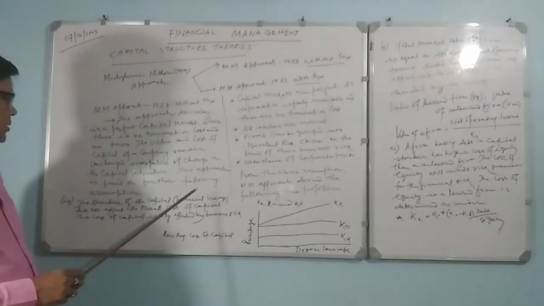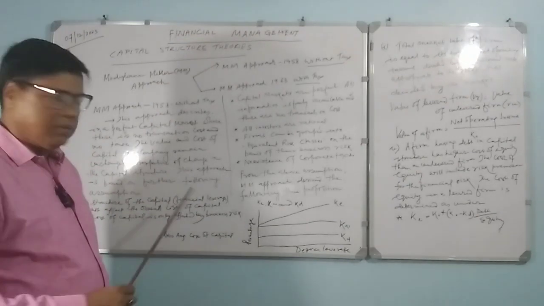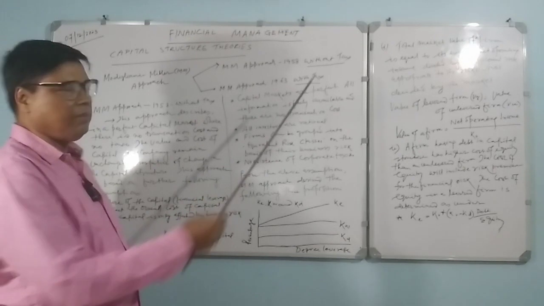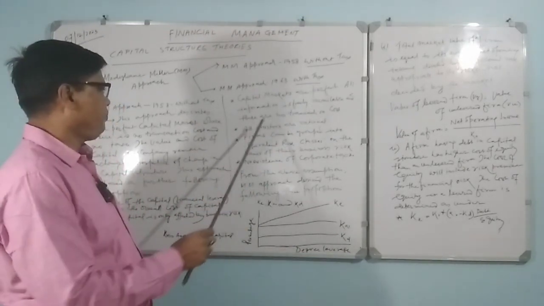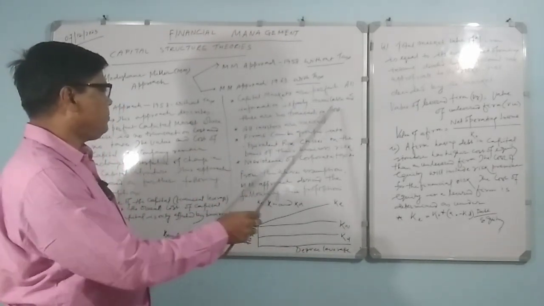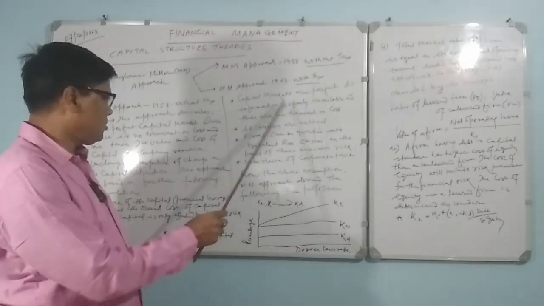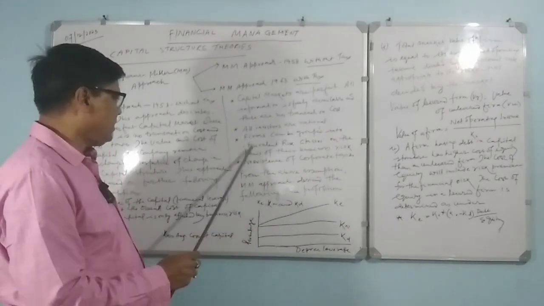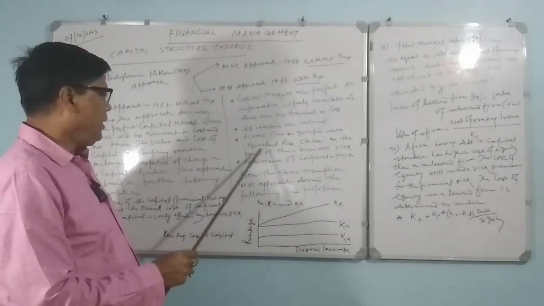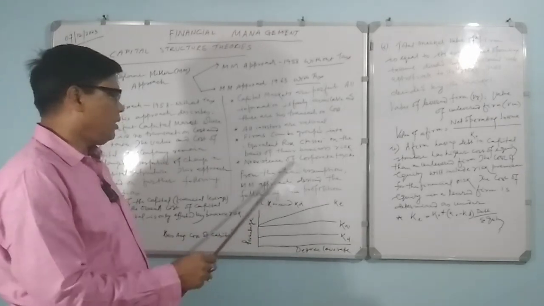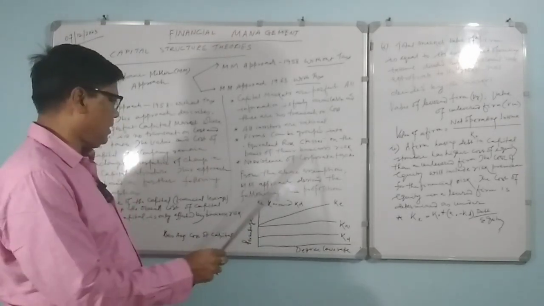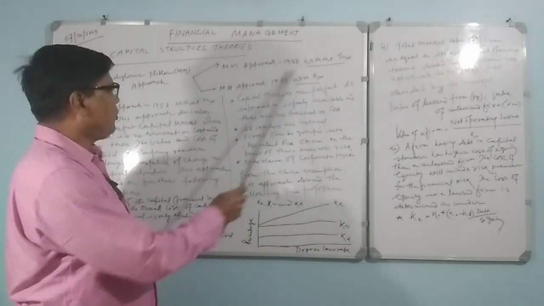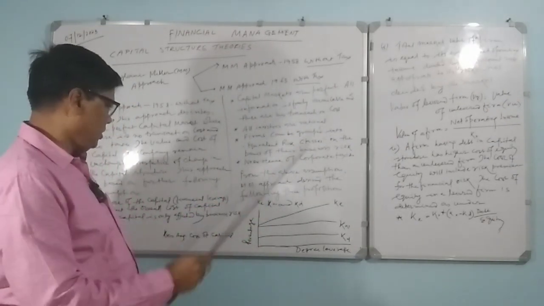So this approach is further based upon the following assumptions. See, these are all simple. The capital markets are perfect. All information is freely available and there is no transaction cost. All investors are rational. Firms can be grouped into equivalent risk classes on the basis of their business risk. No existence of corporate tax, as the approach name itself says, no tax.